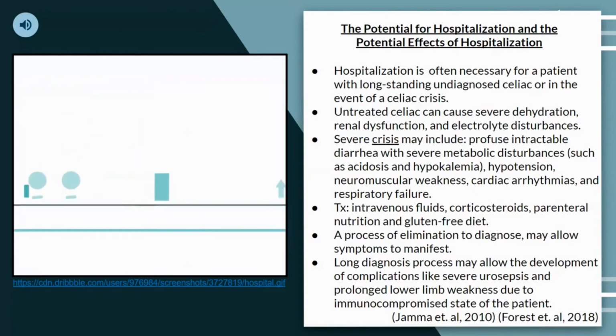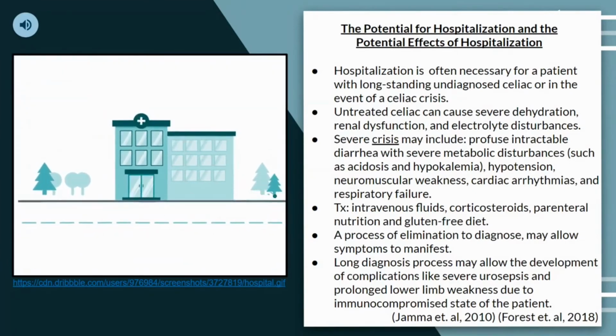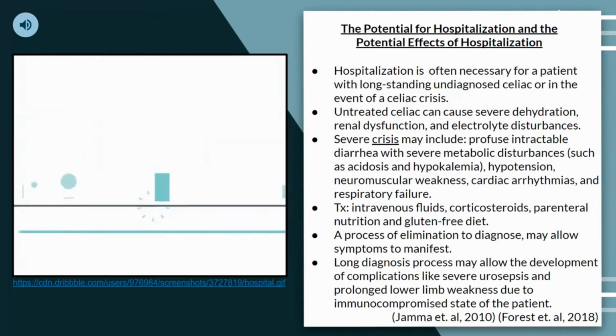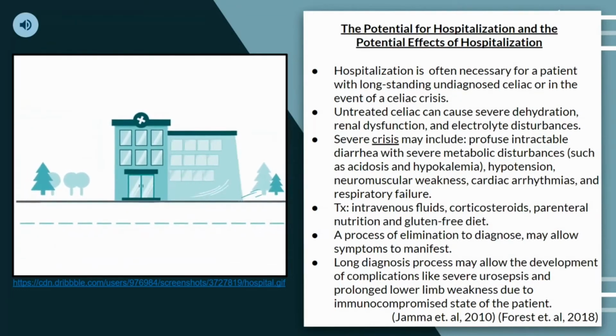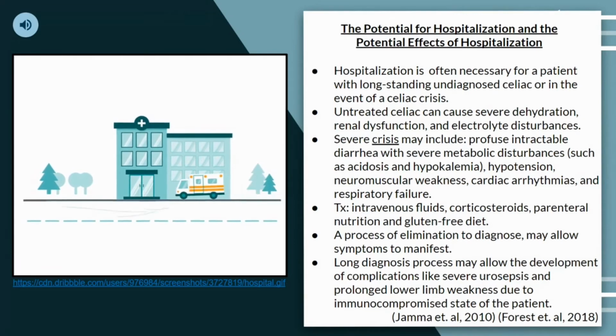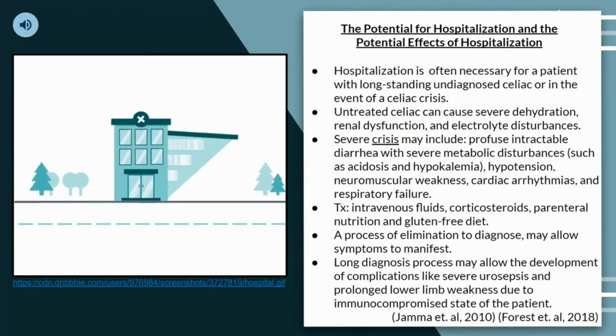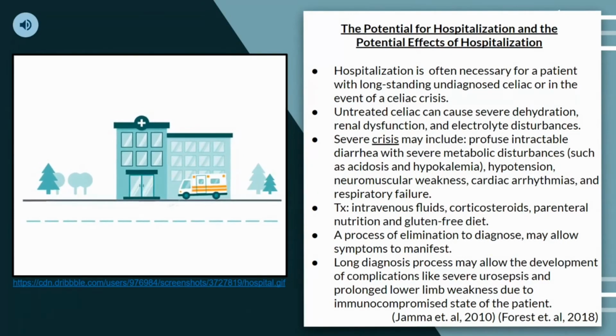To begin, hospitalization is often necessary when a person has had undiagnosed celiac that they have been living with for an extended period of time. The malabsorption resulting from damage to the intestinal lining causes many issues including malnutrition, dehydration, kidney problems, and electrolyte imbalances.